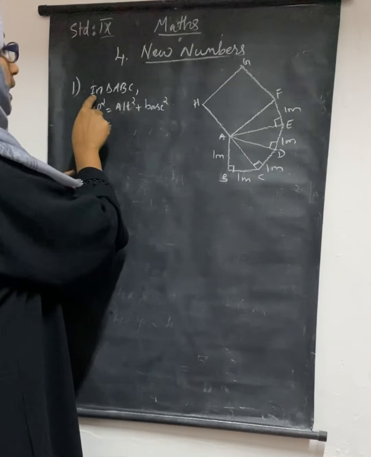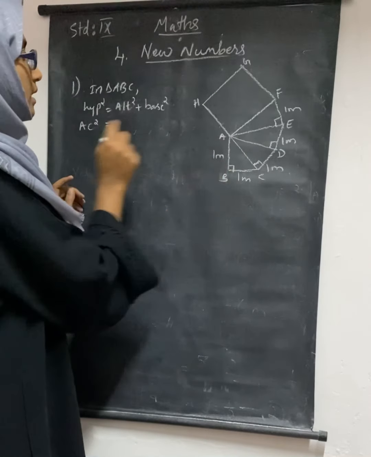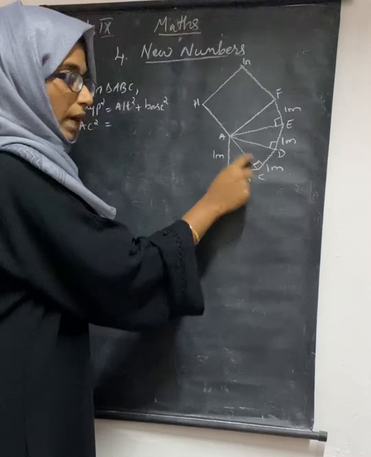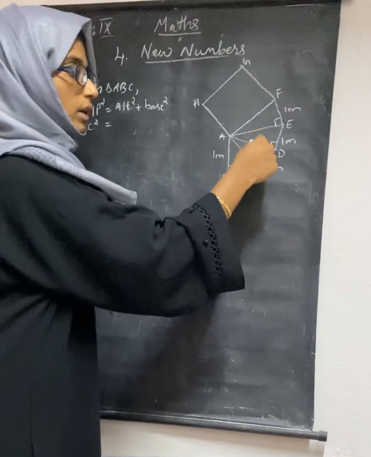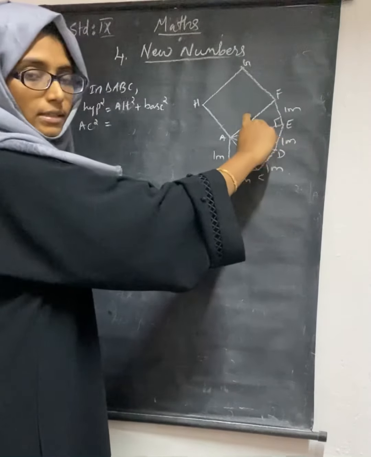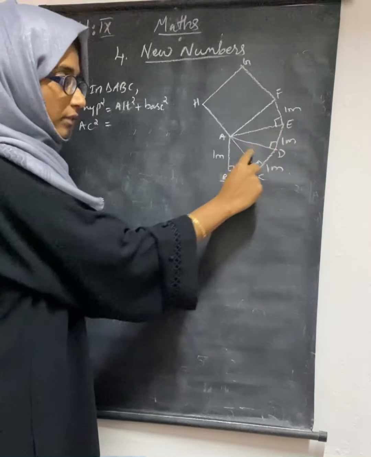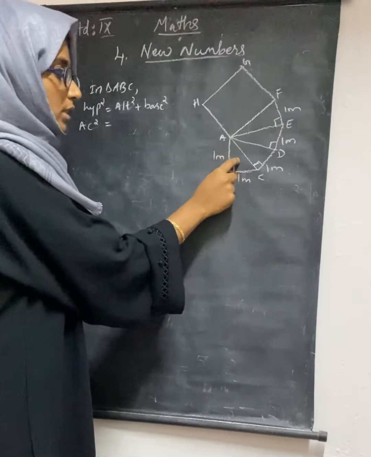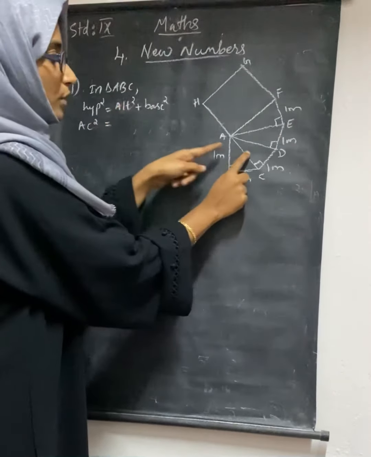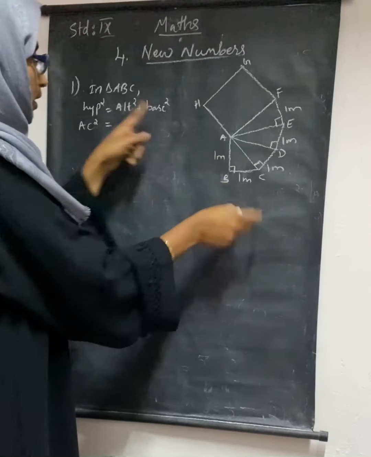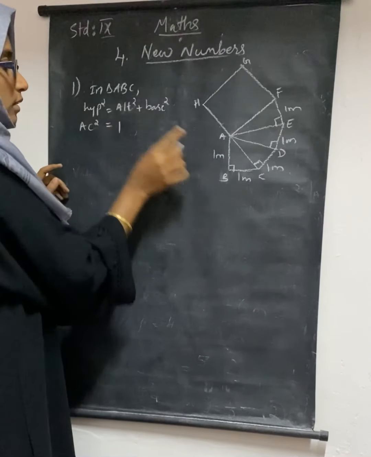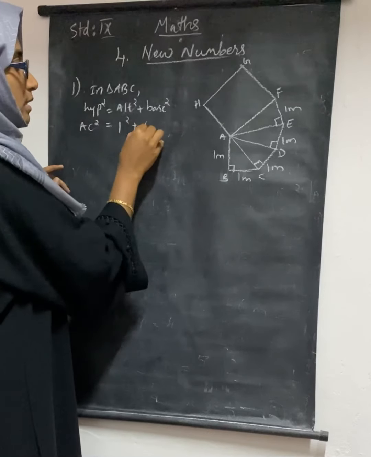Now first you can take triangle ABC. In triangle ABC, what do you have to find out? Hypotenuse you have to find out. Because one by one we can get this. So that here nothing is there. That's why we are coming back. So in this triangle ABC, hypotenuse square is equal to altitude square plus base square. What is your altitude square? 1. 1 square plus base is 1 square.